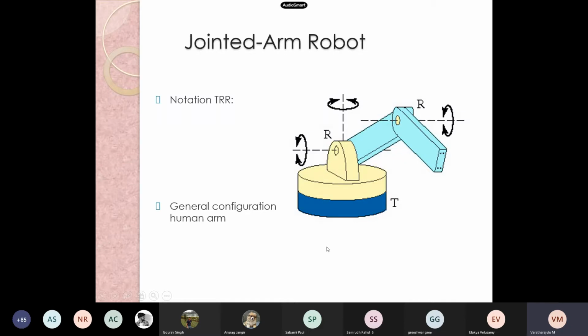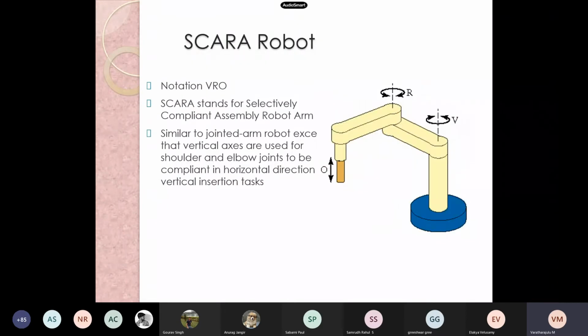Then very near to the base we have a motion called rotational joint. The rotational motion is possible. Therefore, we need to term it as R. Here also rotational motion is possible. Therefore, it should be notated as T, R and R. This is the general configuration of the human arm, and this is the SCARA robot. We need to discuss more about the SCARA robot once we are very familiar with these notations.